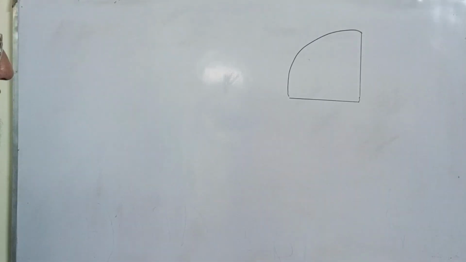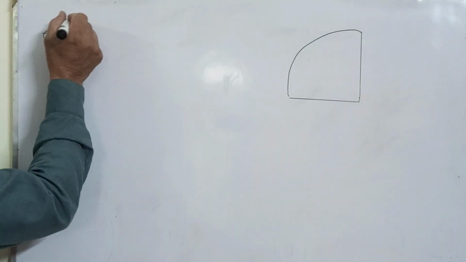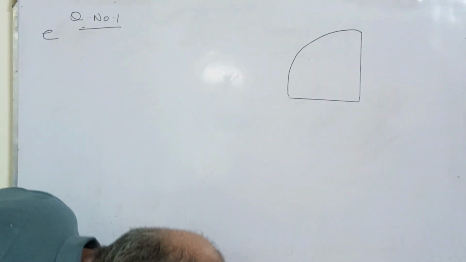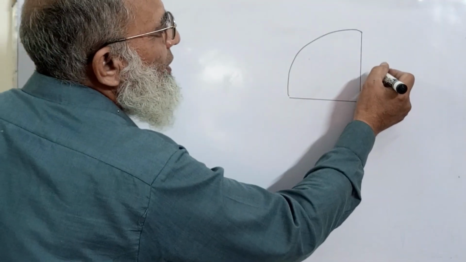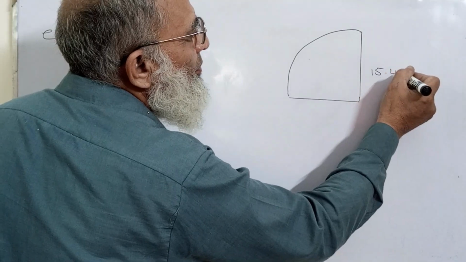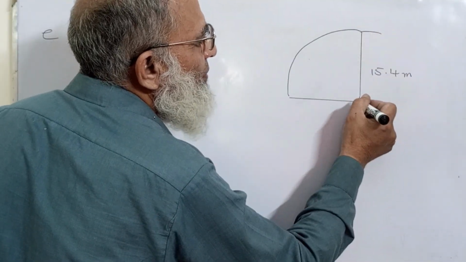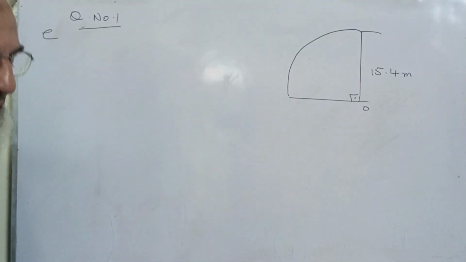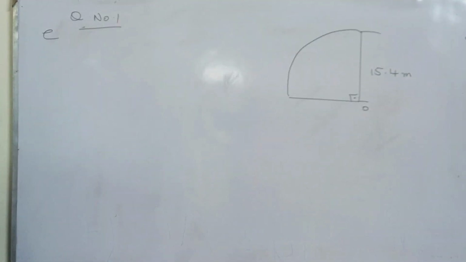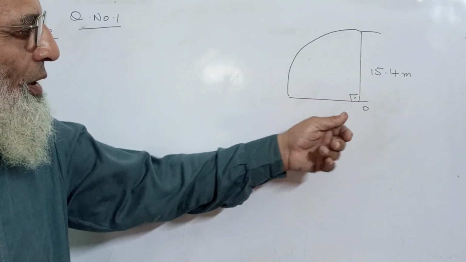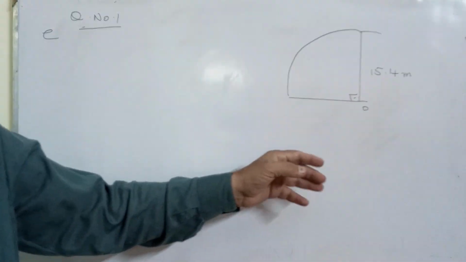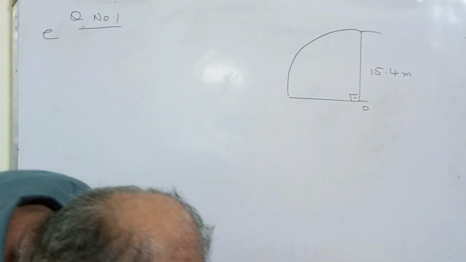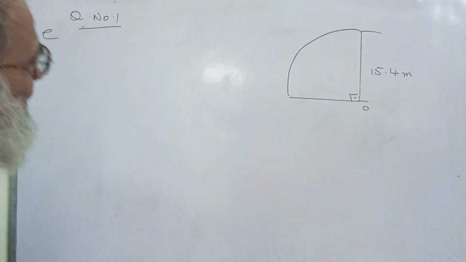Now, part number E. This is part E, question number one. So what does it say? It says 15.4 meter. This is 15.4 meter from here to here. That means its radius is O given, and this point is given over here. When this is given over here, you can readily assume that this is 90 degree.